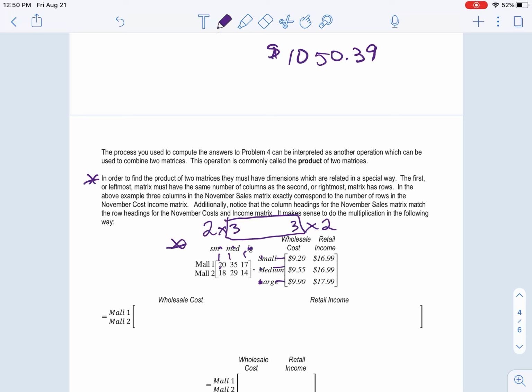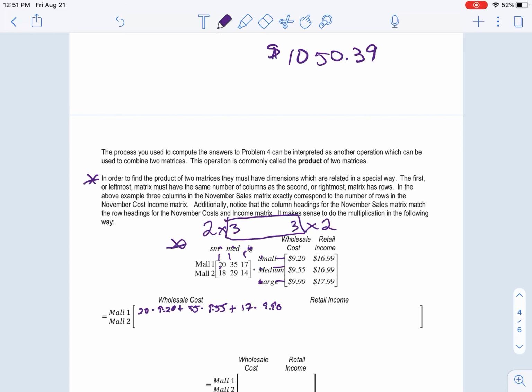Okay? So what we put in here is what we just did. You would have 20 times $9.20 plus 35 times $9.55 plus 17 times $9.90. I'm not going to do it because you can see this would be really big. Today we're going to look at multiplying these by hand. This arithmetic I would not expect you to do on a quiz or a test without a calculator, unless it was super small numbers. I'm never going to make you use these big numbers. You will always have a calculator for this.